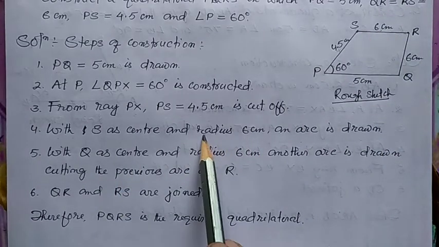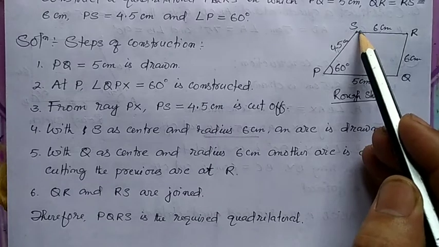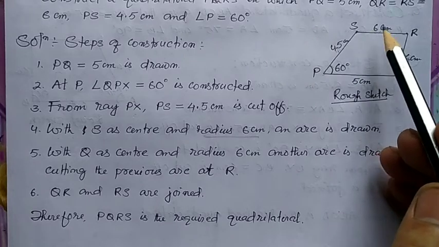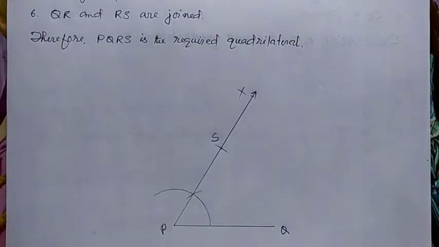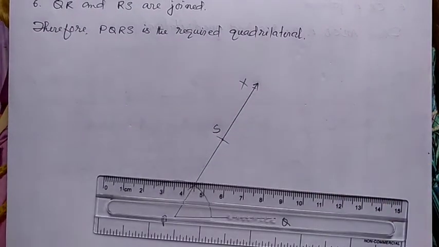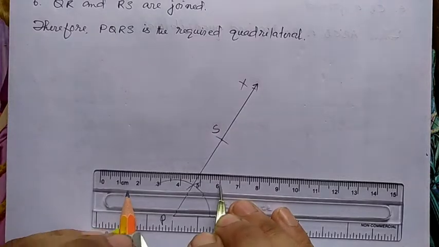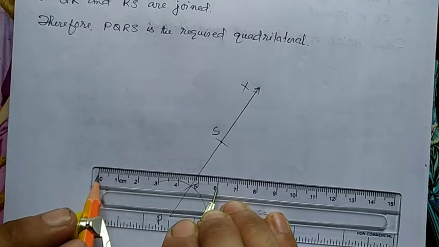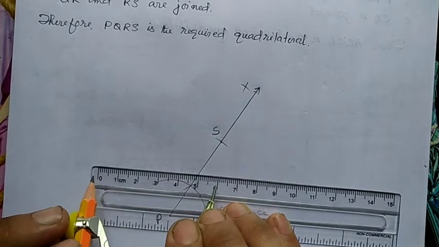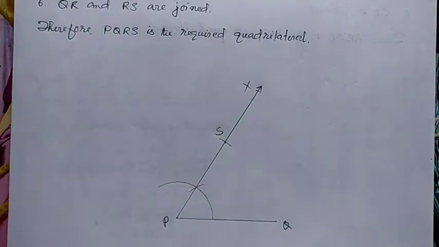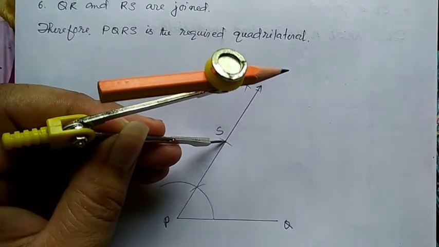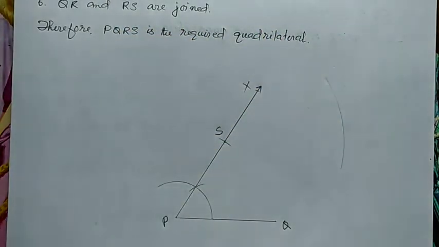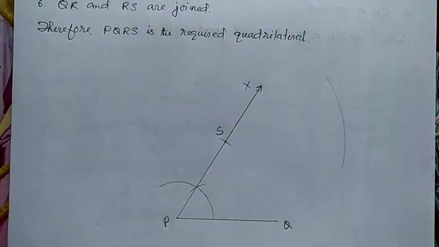So here step number 4, radius is 6 centimeter. And for this we have S. So far we don't have R, we have S. So we take S as center and draw an arc whose radius is 6 centimeter. So measure 6 centimeter to draw an arc. You can see this radius is 6 centimeter. Taking S as center, here is S, we draw an arc. One arc is drawn.